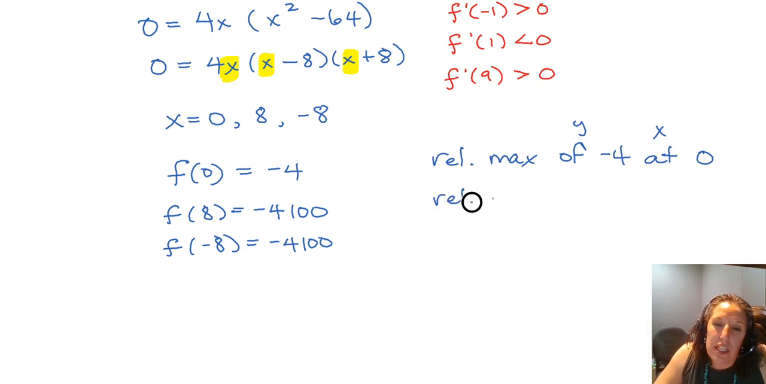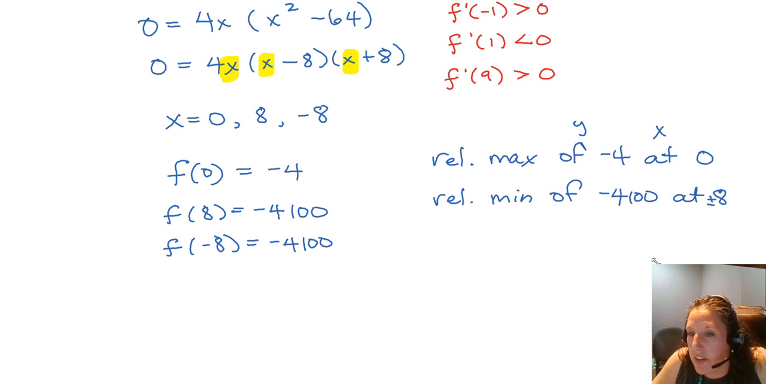And we get relative min values. Both of them are going to be -4,100 at both positive and -8.